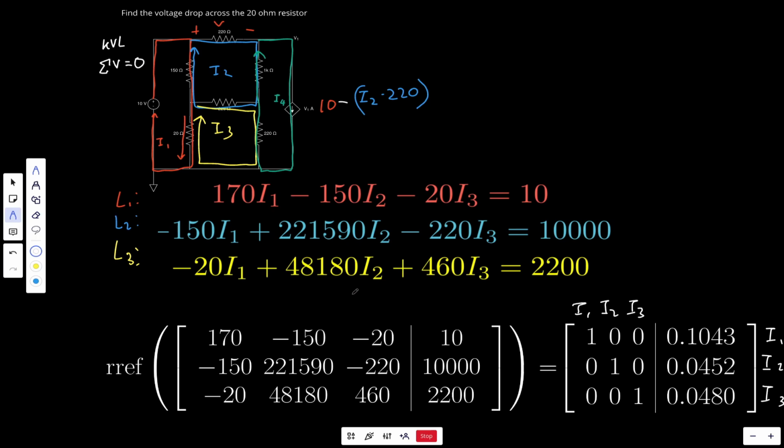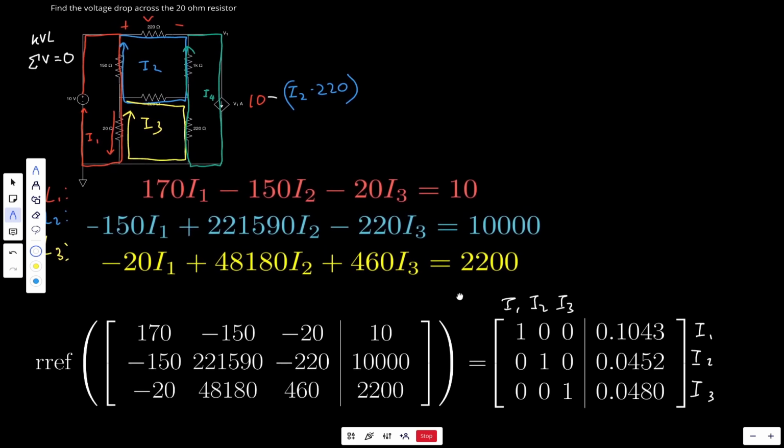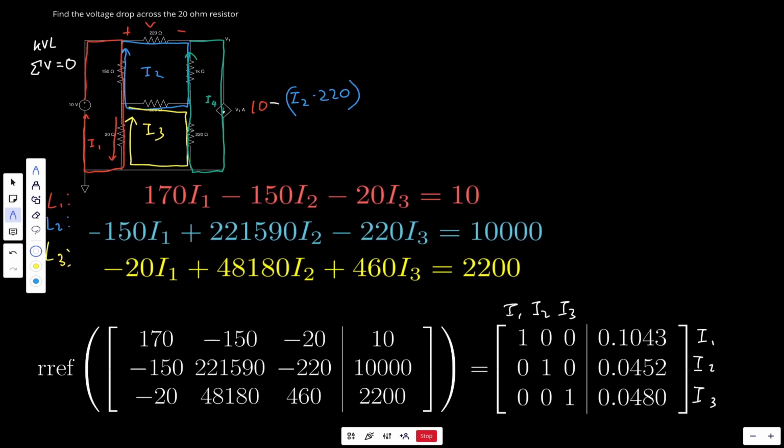So we have the matrix, we take the reduced row echelon form, and now we have all the currents of the circuit's loops. So now, if you don't know how to go from here to here and from here to here, I highly recommend checking out my video on reduced row echelon form using Gaussian elimination. I'll put the link of that video in the description.